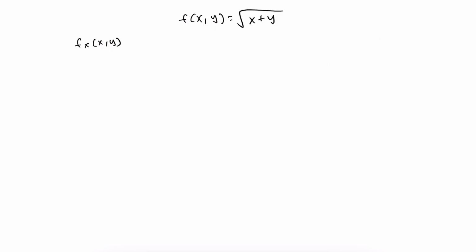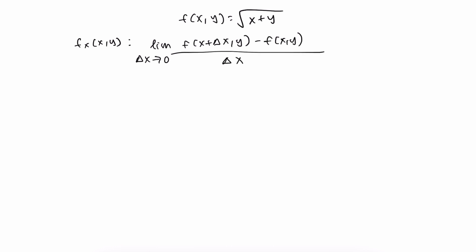So the limit definition is just the limit as delta x approaches 0 of f of x plus delta x, y, minus this, over delta x. And as you can see, it's very similar to our functions of one variable, except instead of h, it's a delta x. So let's just prove it now.